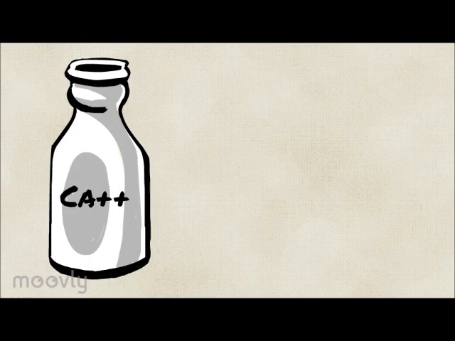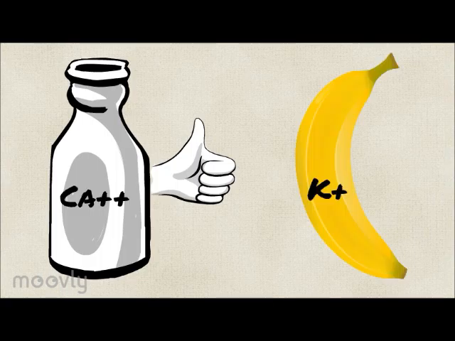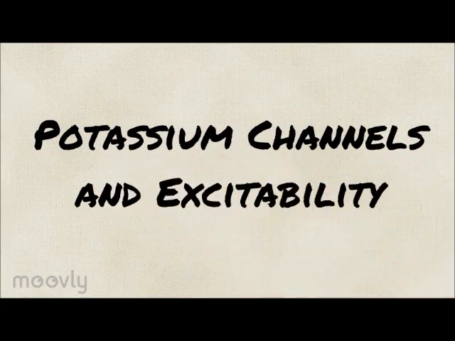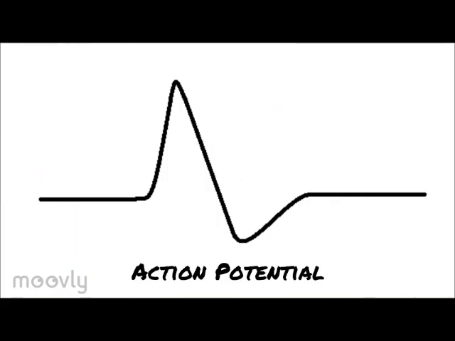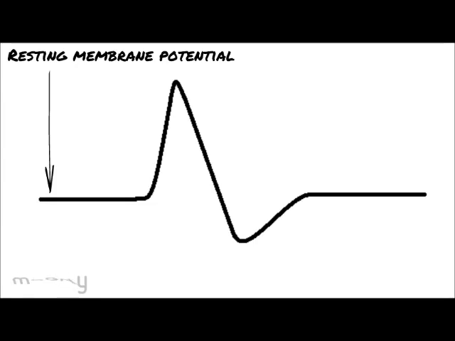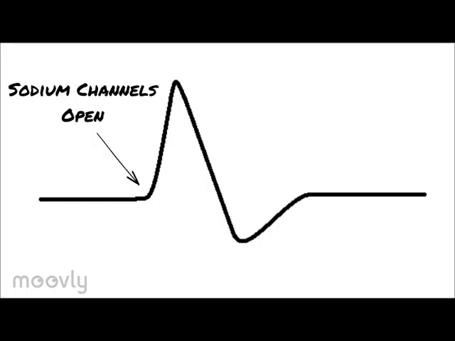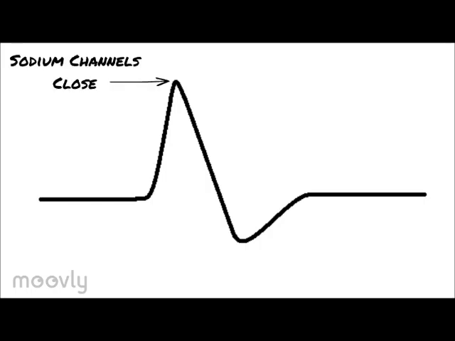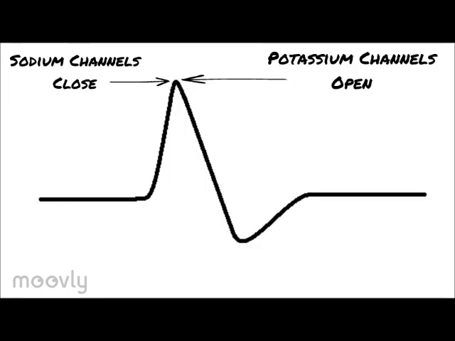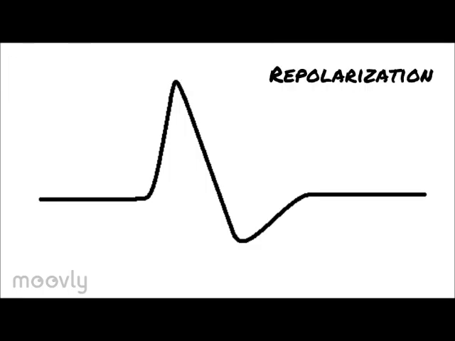One important role of calcium is the activation of certain potassium channels, and potassium channels play a huge role in membrane excitability. When a neuron gets stimulated, it creates an action potential. A stimulus causes the membrane to depolarize, or become more positive, by opening sodium channels. At the peak, sodium channels close and potassium channels open. The open potassium channels repolarize the cell back towards resting membrane potential.